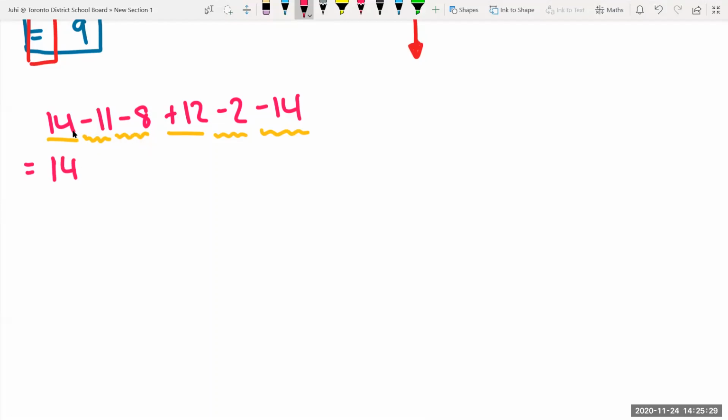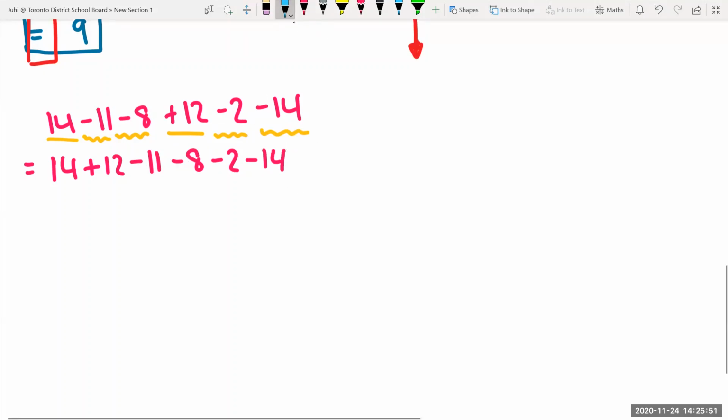So I always like to put the positives, positive 14 plus 12, and then my negatives are negative 11, minus 8, minus 2, minus 14. Some people, as they go along, like to cross out the terms that they've used already. I'm okay with that, just so you make sure you don't miss anything. So for example, when I'm writing negative 11, then I'll cross it out. Then negative 8, cross it out, negative 2, cross it out, negative 14, cross it out. Totally up to you, your preference.